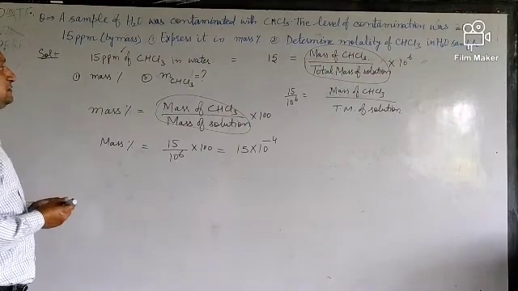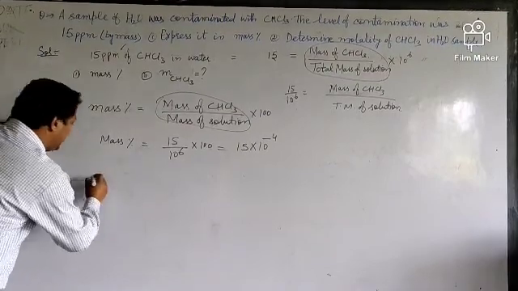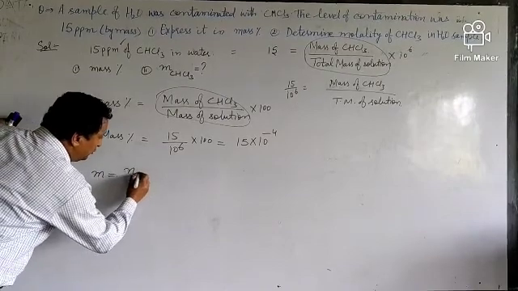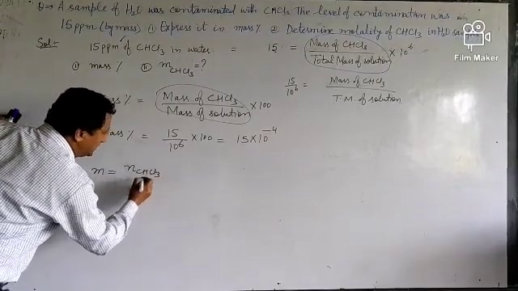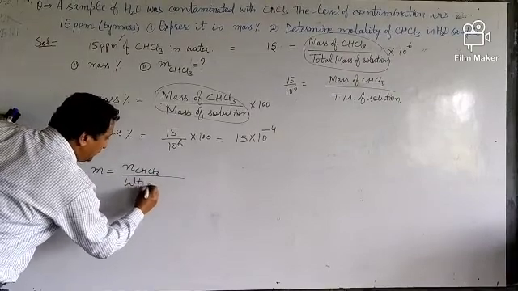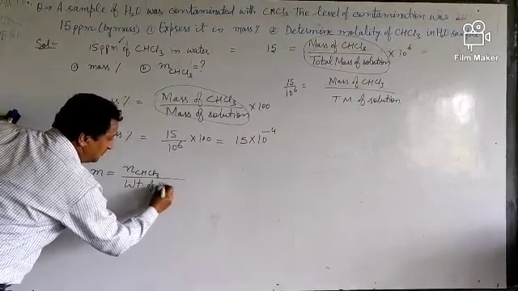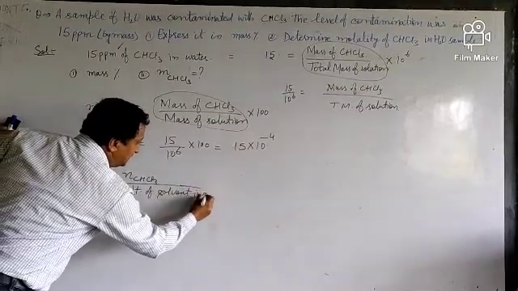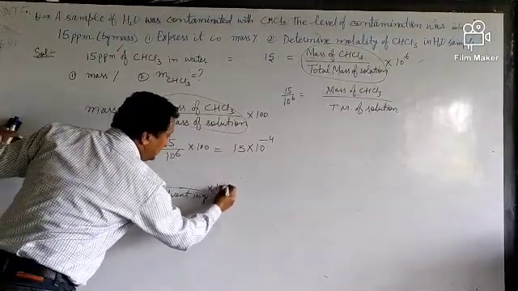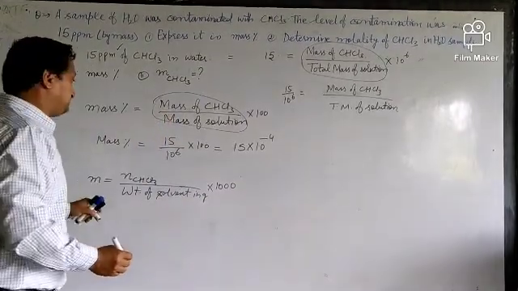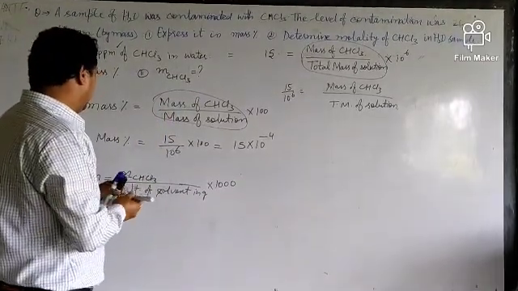Then second is molality. Now what is molality? Molality is equal to number of moles of solute. Solute here is chloroform, upon weight of solvent, that is water here, in gram, into 1000. Okay. Now what is there?